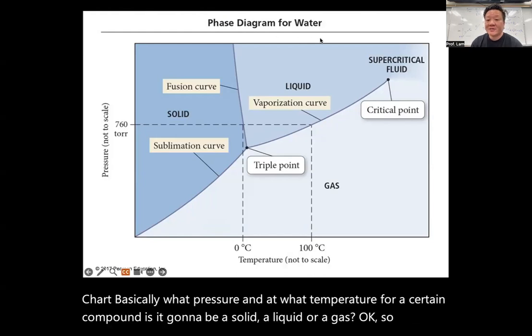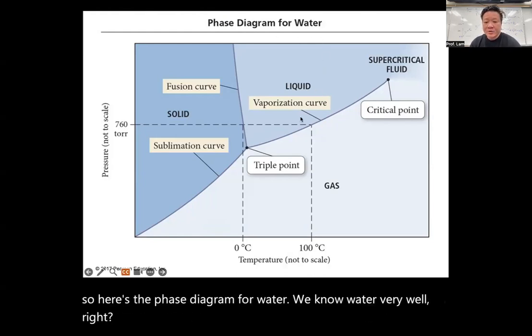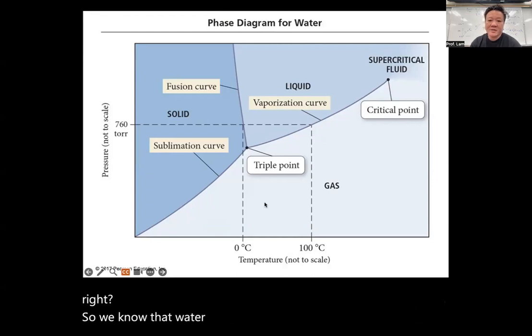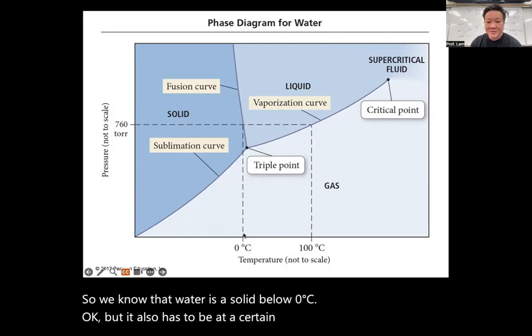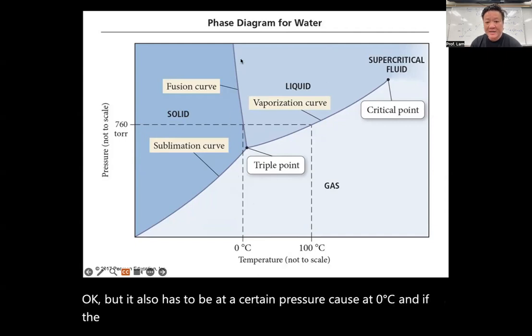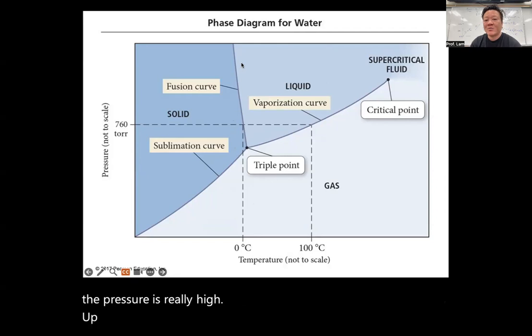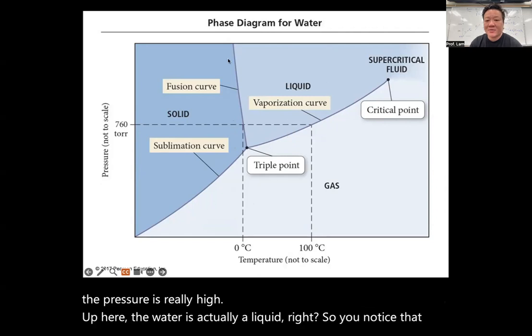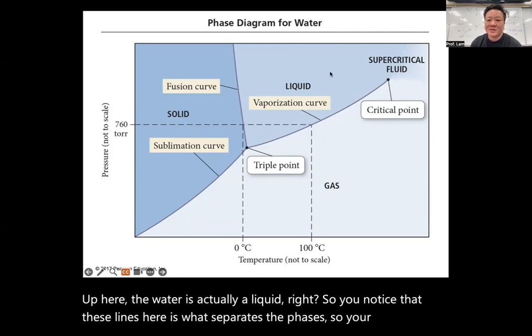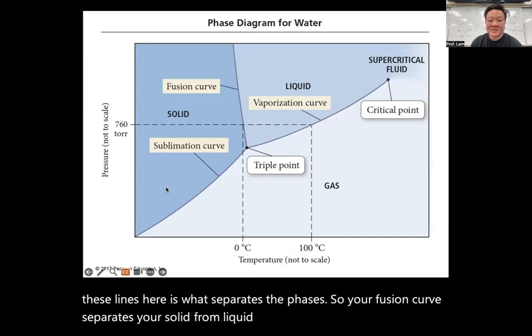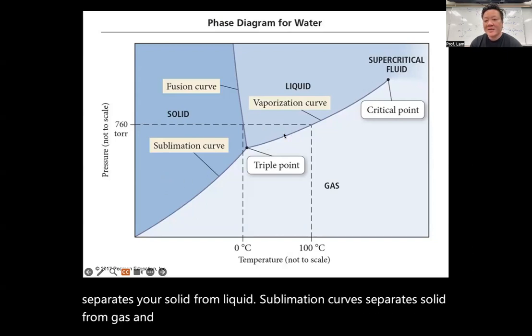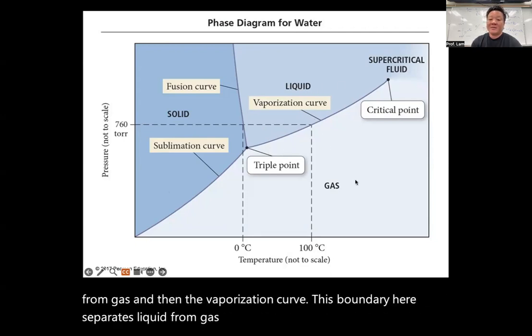Okay, so here's the phase diagram for water. We know water very well, right? So we know that water is a solid below 0 degrees Celsius. Okay, but it also has to be at a certain pressure, because at 0 degrees Celsius, if the pressure is really high up here, then water is actually a liquid, right? So you notice that these lines here are what separate the phases. Your fusion curve separates your solid from liquid. The sublimation curve separates solid from gas. And then the vaporization curve, this boundary here, separates liquid from gas. Okay.